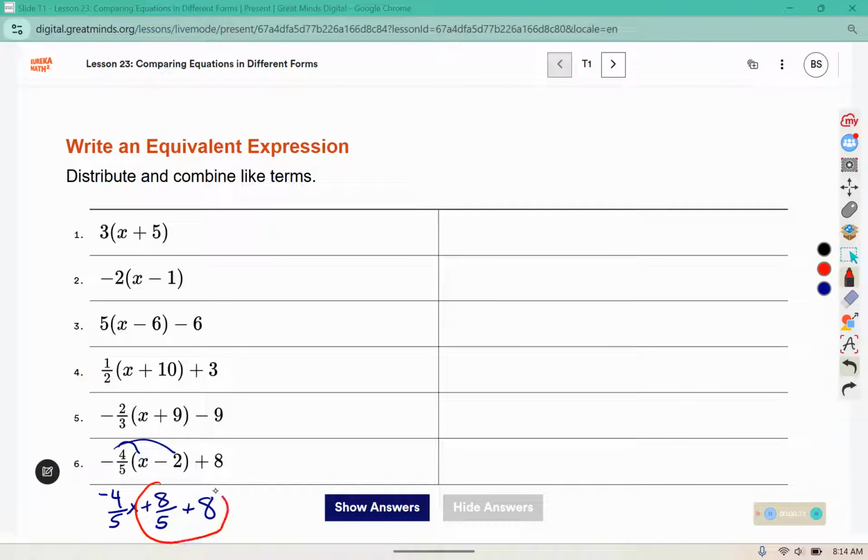These two are like terms. It might be helpful to change 8/5 into a mixed number. 5 goes into 8 one time with 3/5 left over. And then we can add 8 to that. I'll have negative 4/5 x plus the 8 and the 1 together make 9 and 3/5.